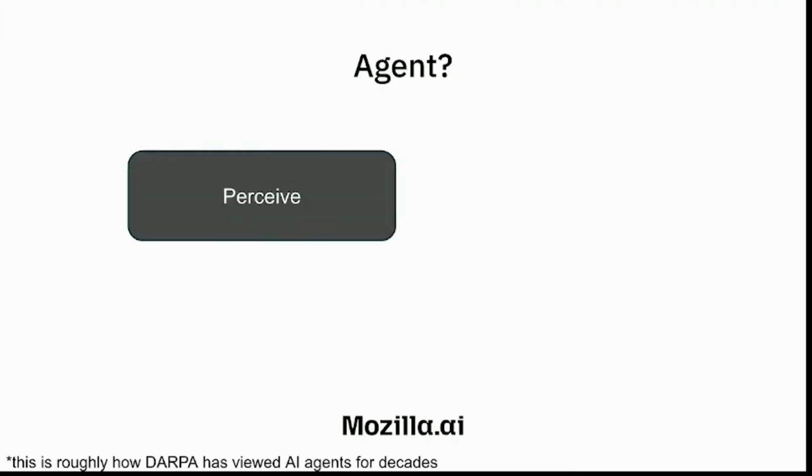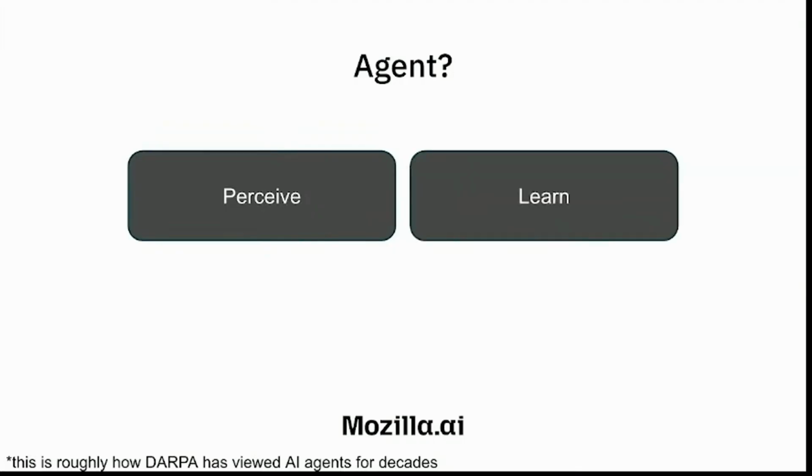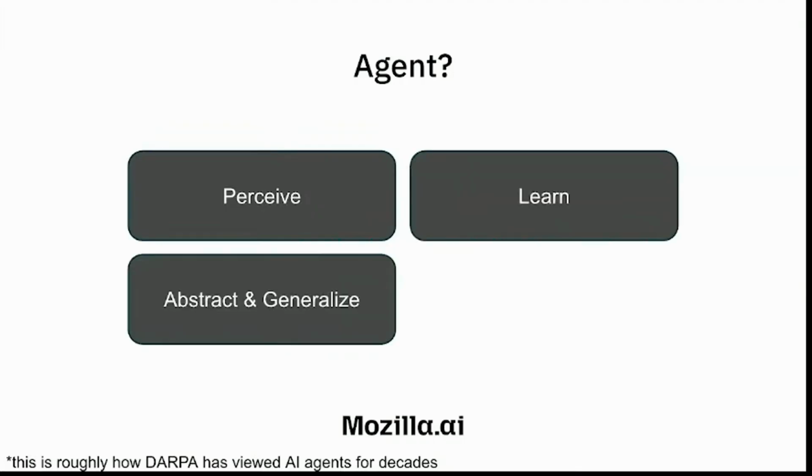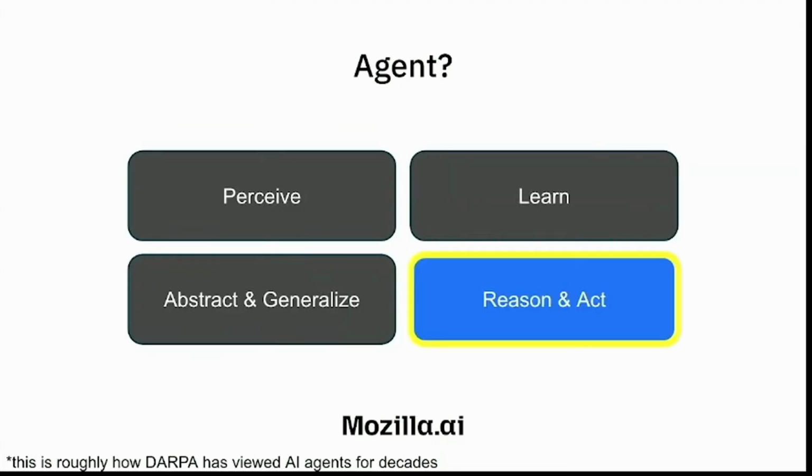And what I mean by that, well, I'll use the traditional definition of agent here, the one from nerdy academia, which is an agent is going to be something that can perceive the world it's in, could be virtual, learn from its interactions with the world, abstract and generalize. So this is all like traditional ML models, and also reason and act.